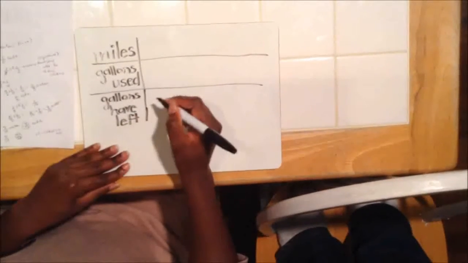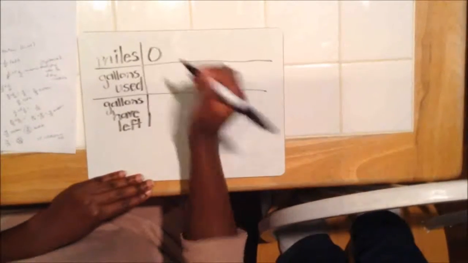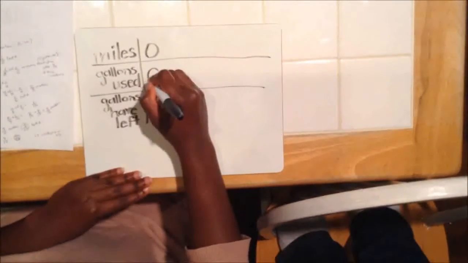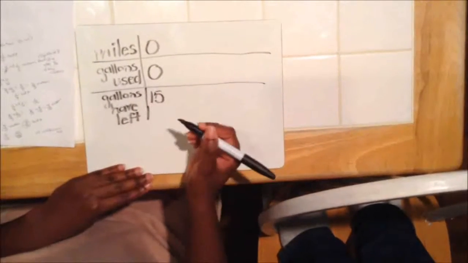Now when I first start and I have a full tank of gas, I haven't traveled any miles, I haven't used any gas, and so the amount of gallons that I have left is going to be 15. And the reason why it's 15 is because I started off with 15 gallons of gas.